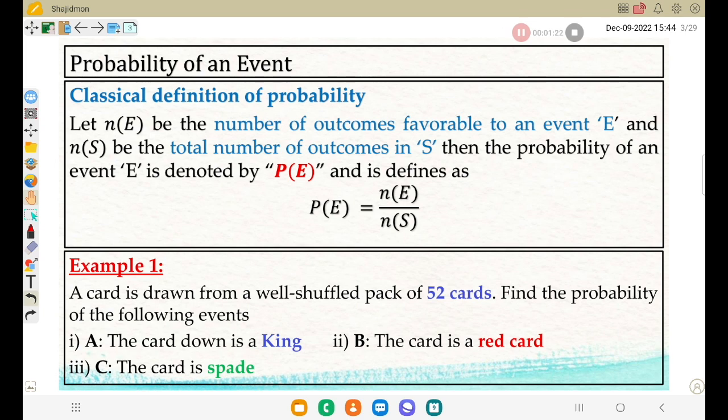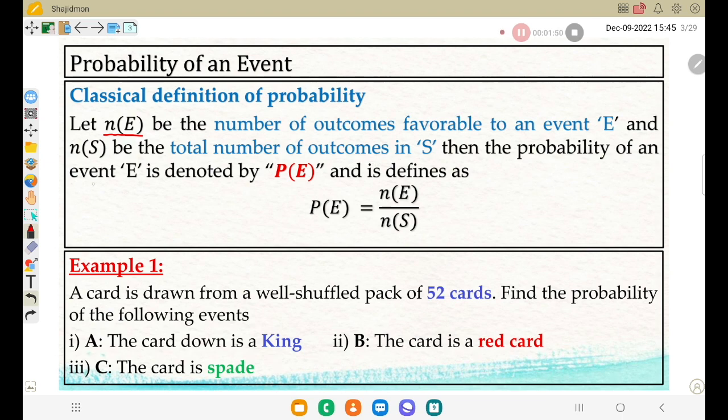Okay. So probability of an event, starting with the definition. What is the meaning of probability of an event? So, the classical definition of probability. Let n(E) mean the number of elements of the event E, the number of outcomes favorable to the event E, and n(S) means the total number of outcomes in the sample space S.